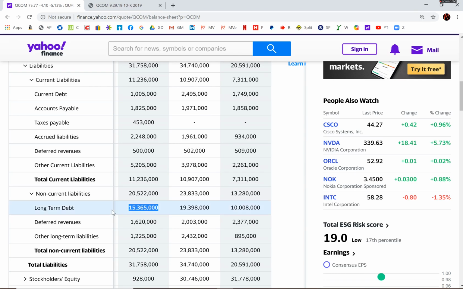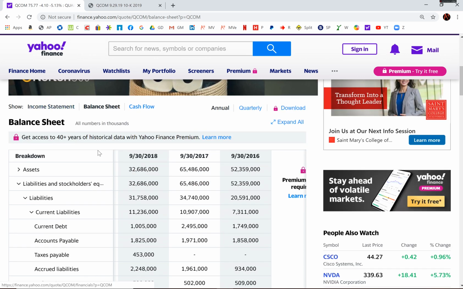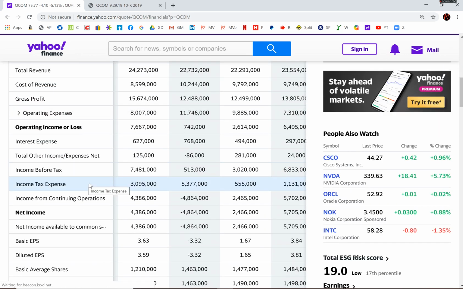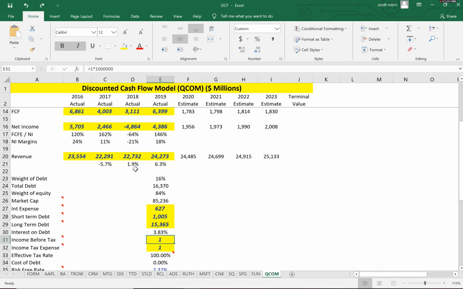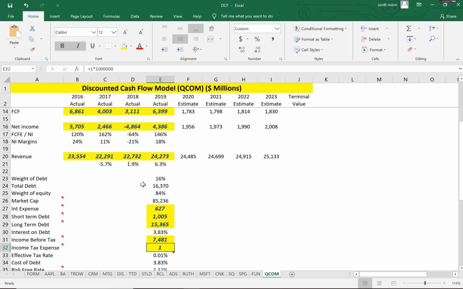Income before tax, that could be found on the income statement. Income before tax, 7.4, and the income tax expense, that's a big income tax expense.